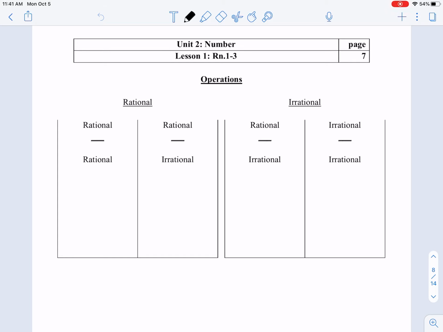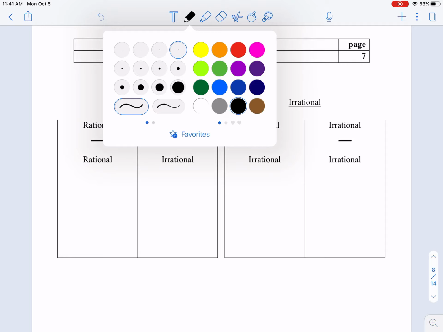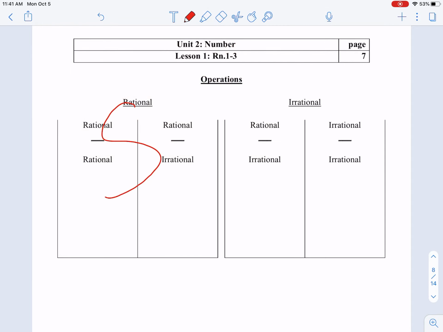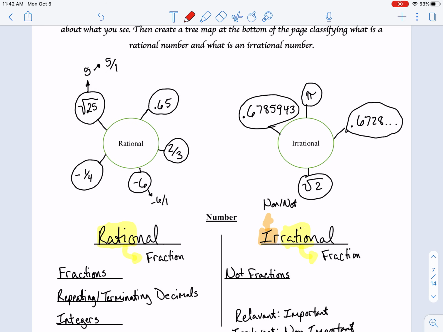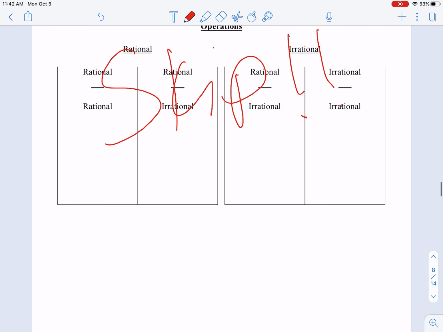In this video, we're going to look at operations on both rational and irrational numbers and what kind of numbers we'll get, rational or irrational, after adding, subtracting, multiplying, or dividing them. Okay, so I'm actually, guys, just going to skip page 7, just because in the last video we looked at what rational numbers were and what irrational numbers were.